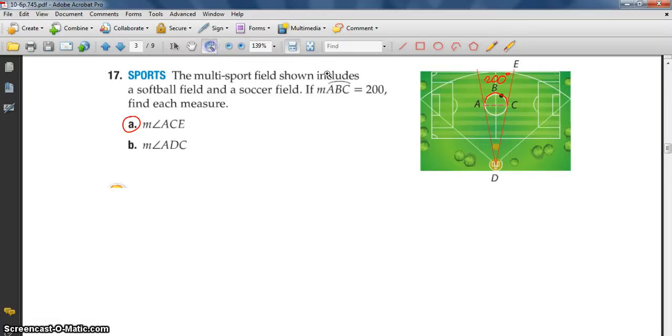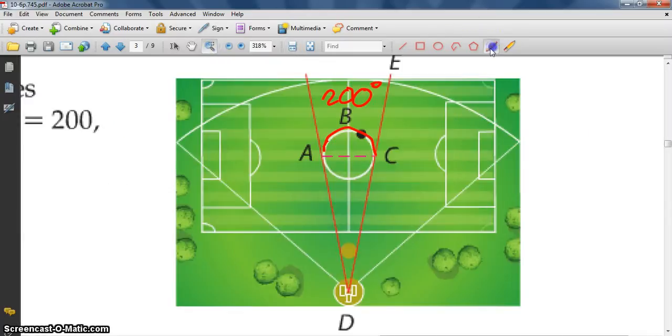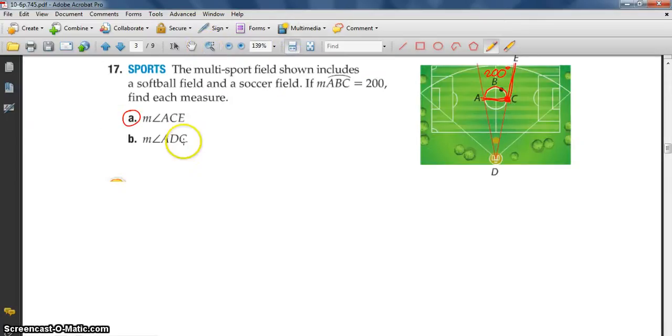In our diagram, ACE is formed by what would be a secant line here and a tangent line here. And the thing always to ask yourself is, where's the vertex? The vertex is on the circle. So if the vertex is on the circle, then we want to take half of the arc inside of that angle. So this arc right here, which is 200, half of that would be 100.